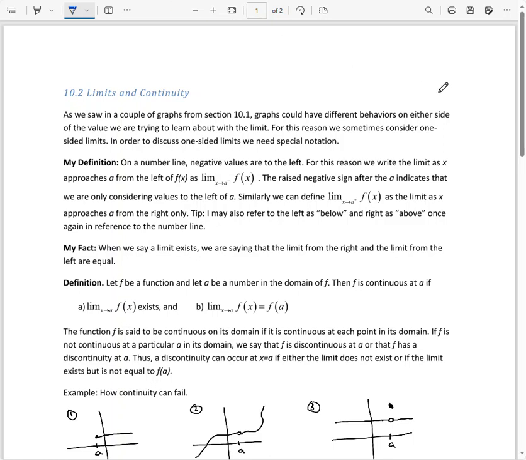Hello, welcome to Limits and Continuity. This is section 10.2 here at UTEP. It might be a different section if you're using a different book in other places.